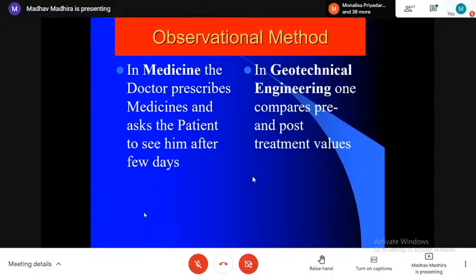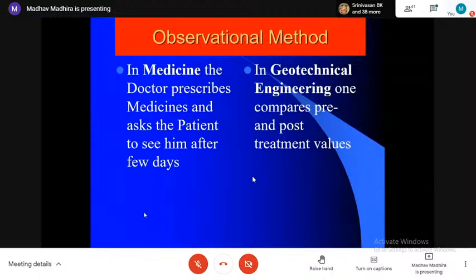In ground engineering or geotech practice, we do exactly the same. You have to compare what was the condition before treatment and what improvement you have achieved. Without that, you cannot be 100% sure. Ground is a very complex entity, which means whatever I suggest may work only half the time, or may not work at all. So you have to be very careful. With time, of course, your judgment improves and you're able to predict what is likely to happen, but validation is very important.